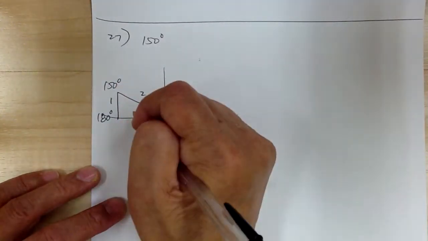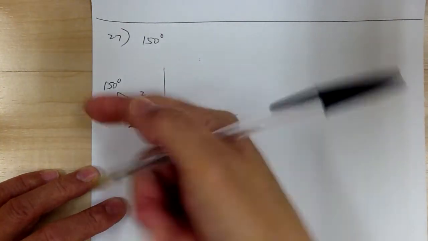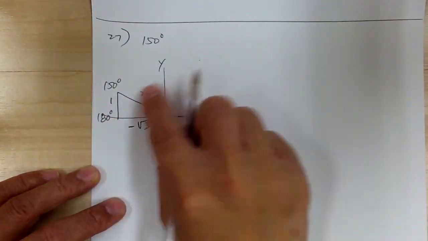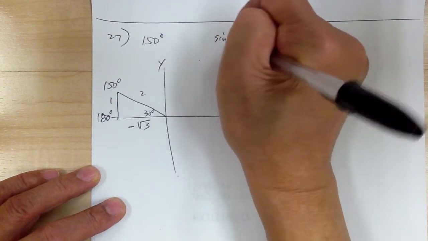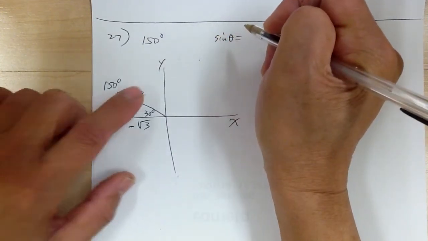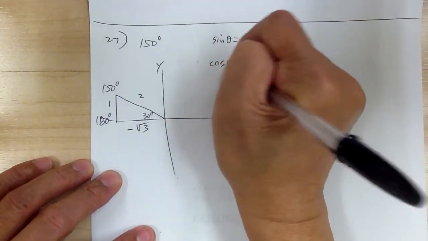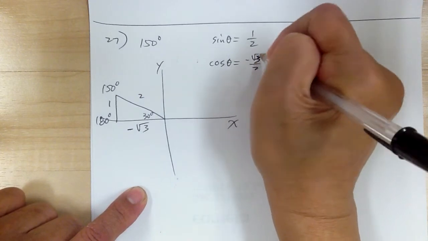And then after you get the length, you have to look at if it's positive or negative. So this will be negative because this is going in a negative direction, right? And this is positive, positive. Okay, so once you get the 3 sides, then you go and write down your functions. So sine theta is vertical over hypotenuse, so it will be 1 over 2. Cosine theta is this over that, so it will be negative square root of 3 over 2.